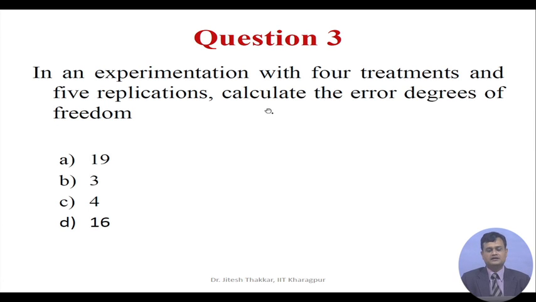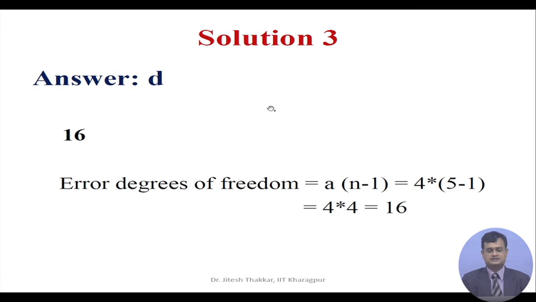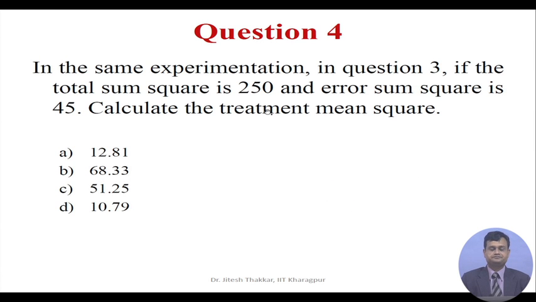Question 3. In an experimentation with 4 treatments and 5 replications, calculate the error degree of freedom. 19, 3, 4 and 16 are the options. The correct answer is D, 16, and it can be computed as a into n minus 1, that is 4 into 5 minus 1, that is 4 into 4 equal to 16.